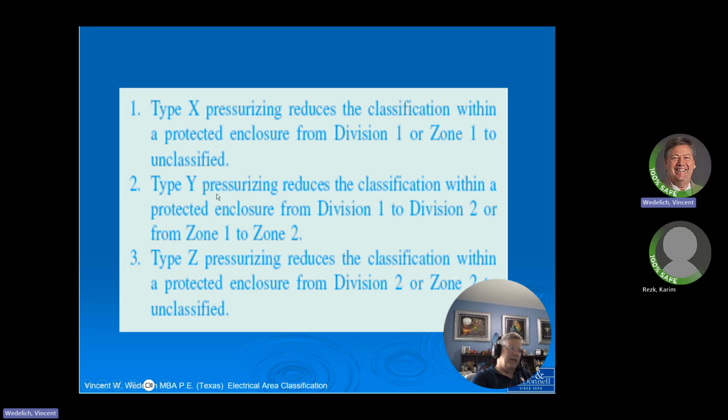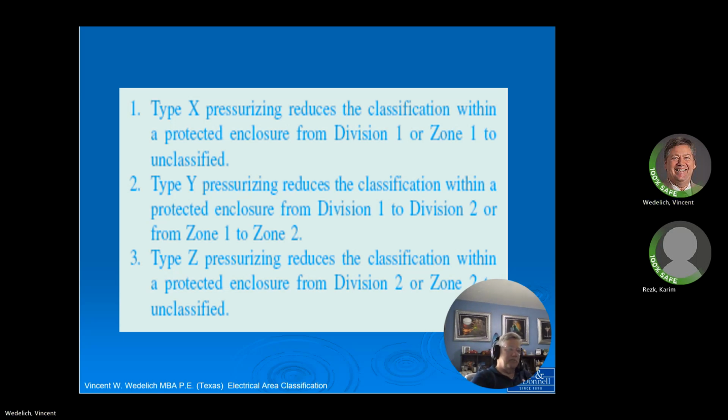And in here, you're having a Y purge. So I have Type 2 Division 2 or Zone 2 rated components, and I'm putting them in a Div 1 location. Okay. And then a Z purge is where I have general purpose components, and I'm putting it in a Div 2 area, right? You get that? Yeah. Okay.